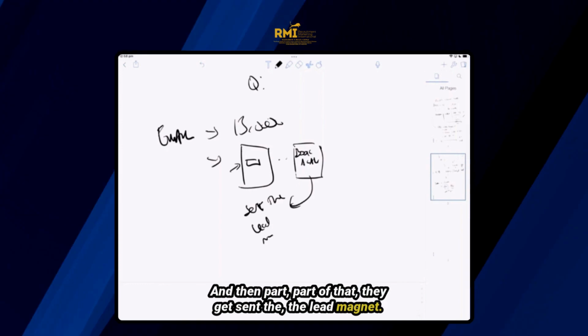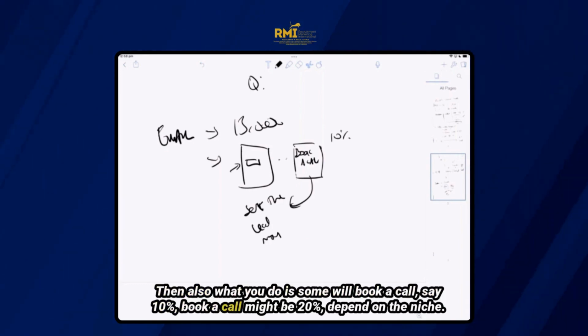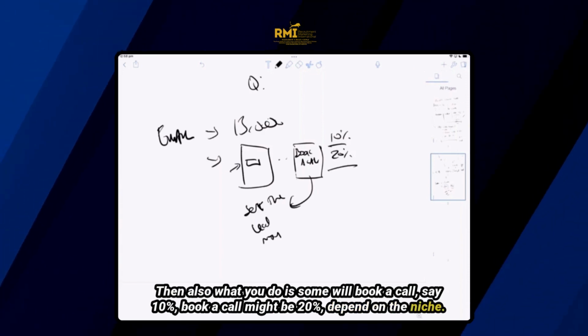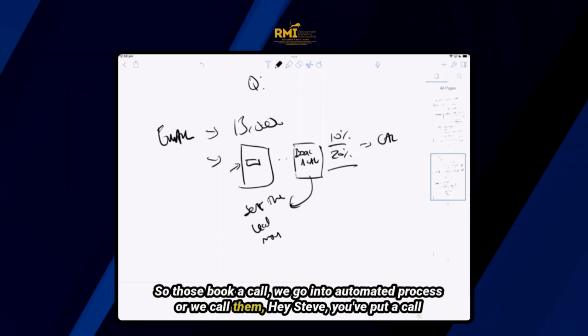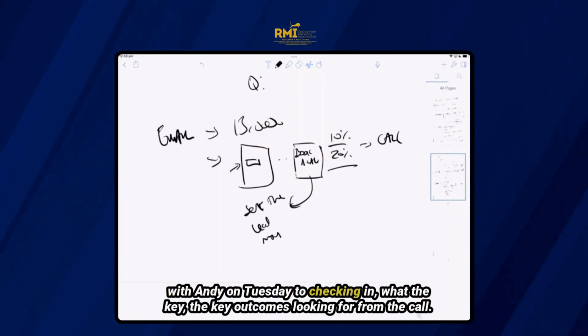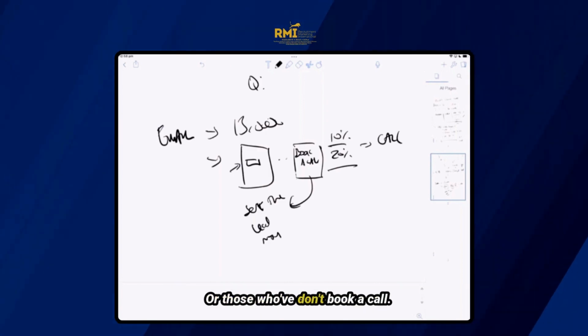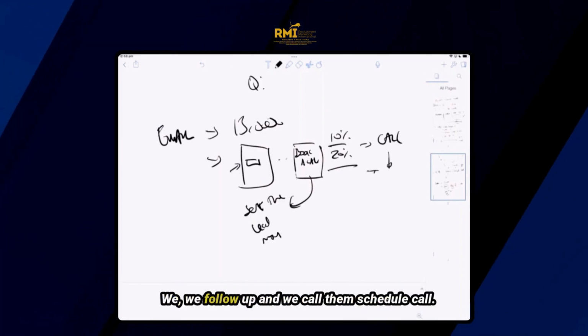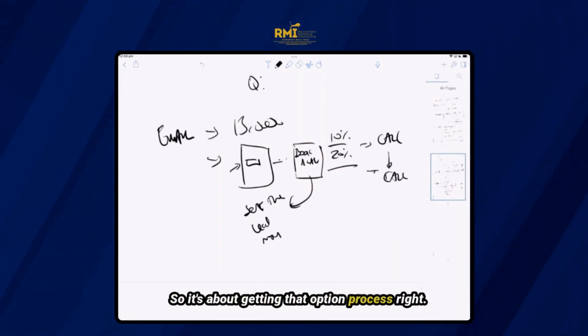Okay, book a call, and then part of that, they get sent the lead magnet. Then also what you do is, some will book a call, say 10% book a call, might be 20% depending on the niche. So those that book a call, we go into an automated process, or we call them. Hey Steve, you booked a call with Andy on Tuesday, just checking in. What are the key outcomes you're looking for from the call? Or those who don't book a call, we follow up and we call them to schedule a call. So it's about getting that opt-in process, right?